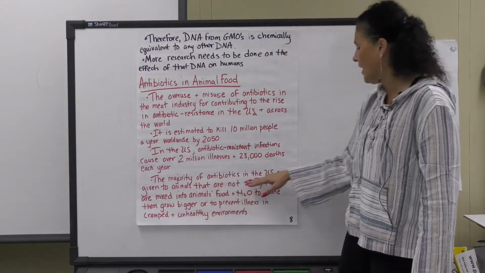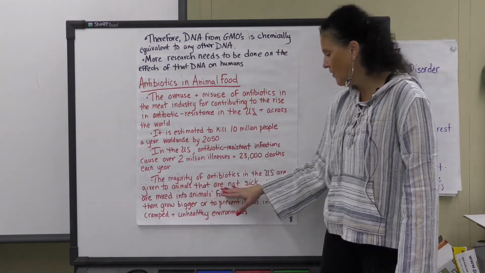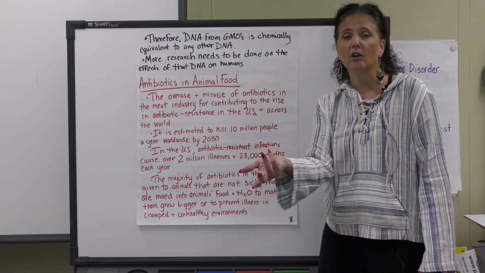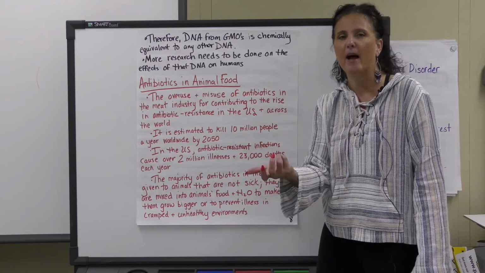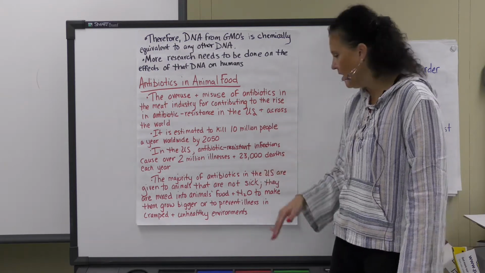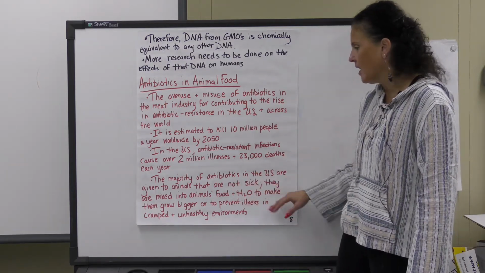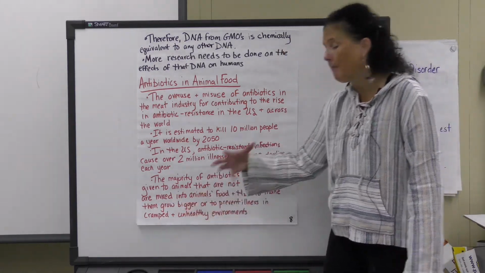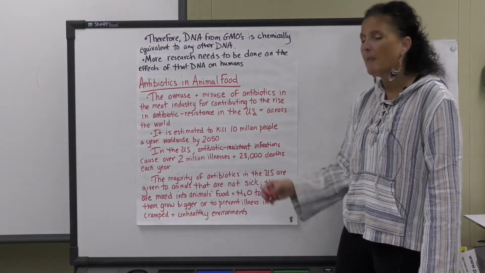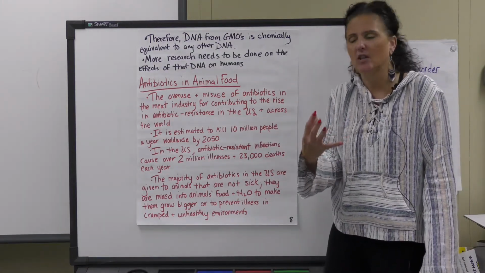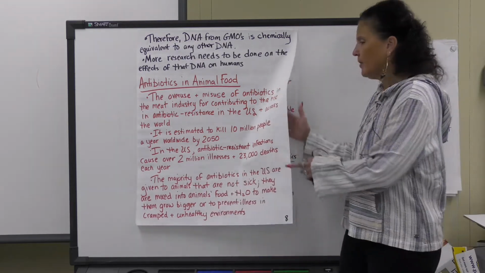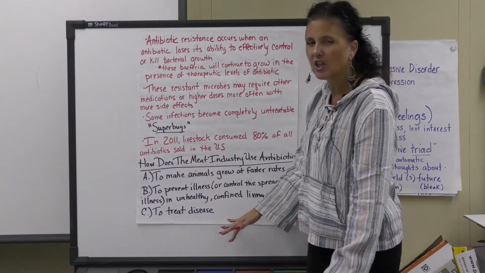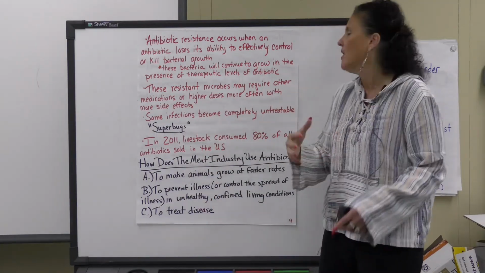The majority of antibiotics in the U.S. are given to animals that are not sick. So you go to the doctor, you have a bacterial infection, and they give you an antibiotic to kill the bacteria. These animals aren't sick. They're given these antibiotics, mixed into their food and their water, to make them grow bigger and to prevent illness because they're all cramped in these unhealthy conditions. Think of a slaughterhouse with its dirty conditions, or the chicken coops with all the chickens in there in the dark.